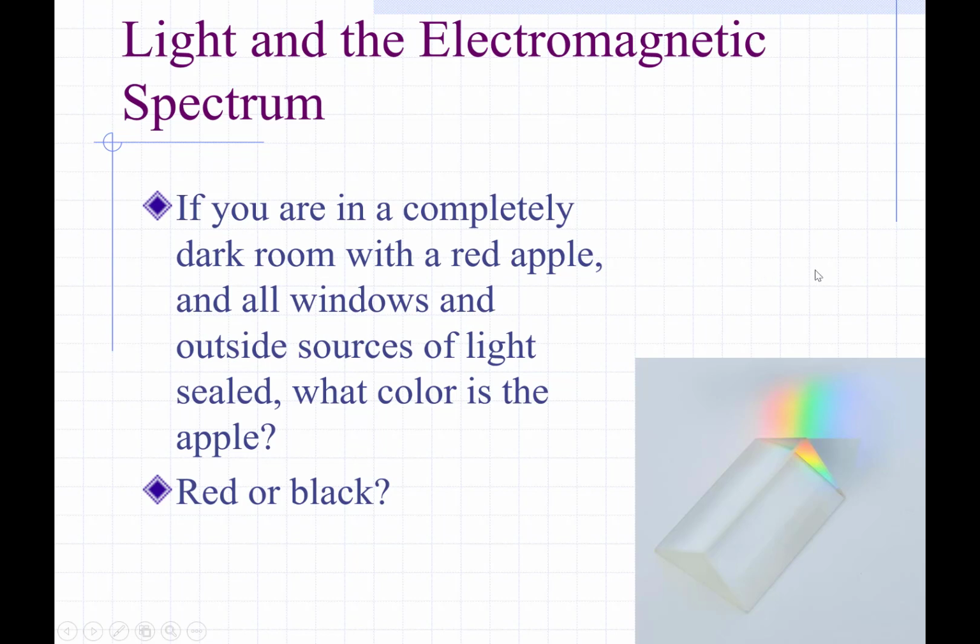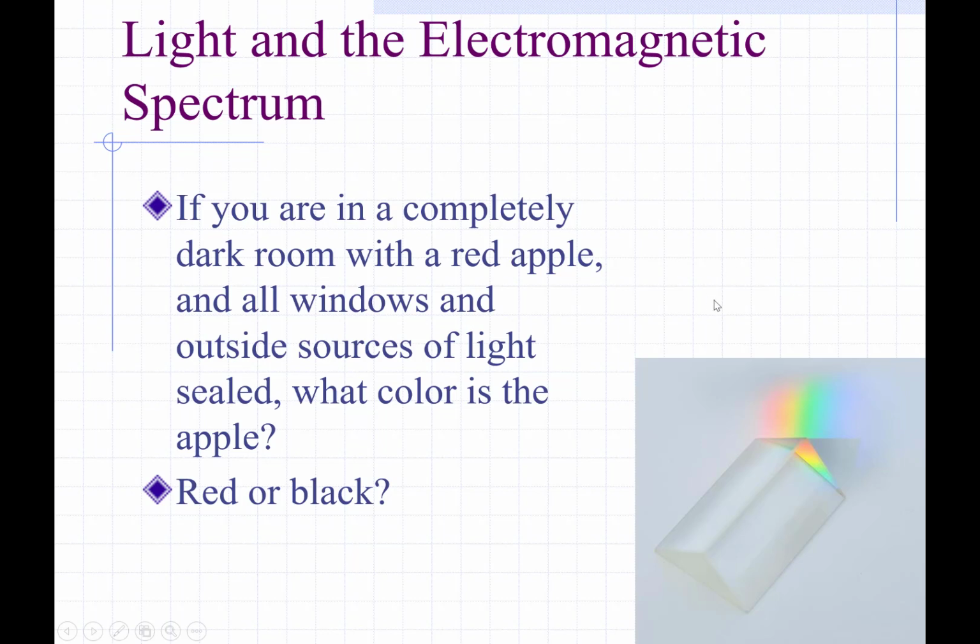Now, red or black are both acceptable answers because in the dark room, you're not going to be able to see the apple, so it might look black to you. But obviously, nothing about the apple has changed by you turning off the lights. It's just that you don't see it. And this gives us some insight into how light works and how sight works.